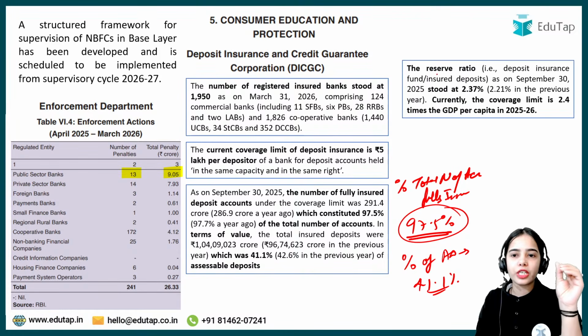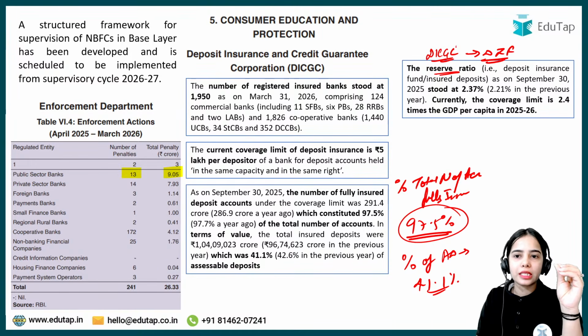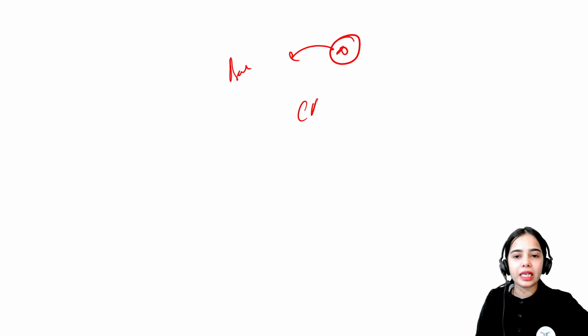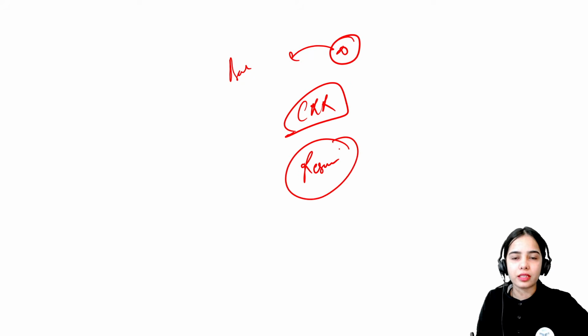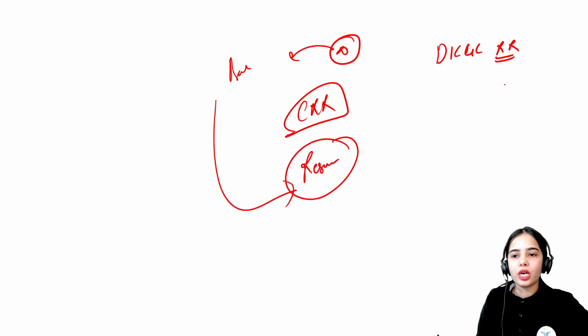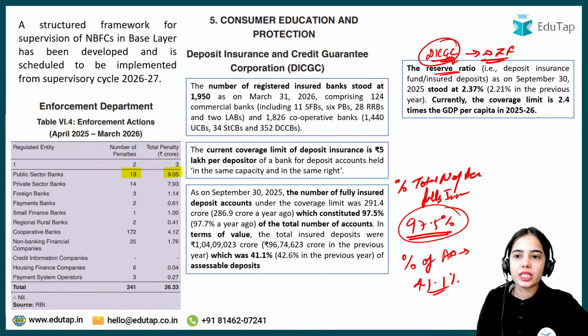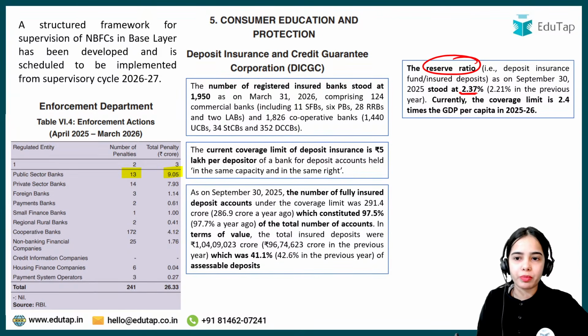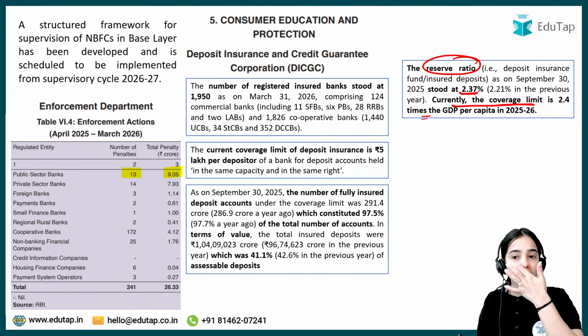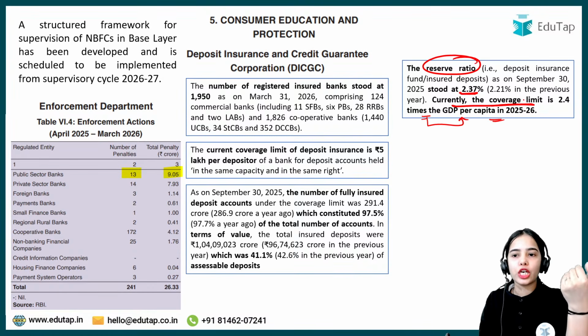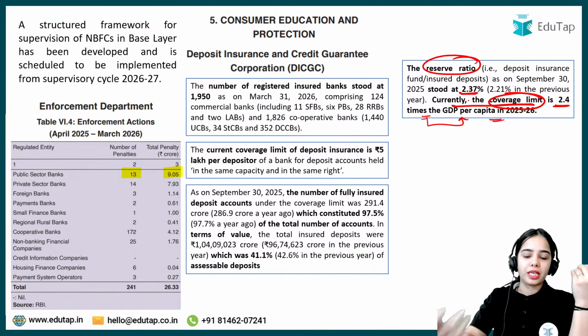Next is the reserve ratio, that is how much the DICGC is maintaining in the deposit insurance fund. Banks get deposits, out of which they have to maintain the cash reserve ratio, that is, banks have to maintain reserves. Similarly, DICGC also has a reserve ratio, that is the deposit insurance fund divided by the insured deposits. The DICGC is maintaining a reserve ratio of 2.37%. Currently, the coverage limit is 2.4 times the GDP per capita in 2025-26.